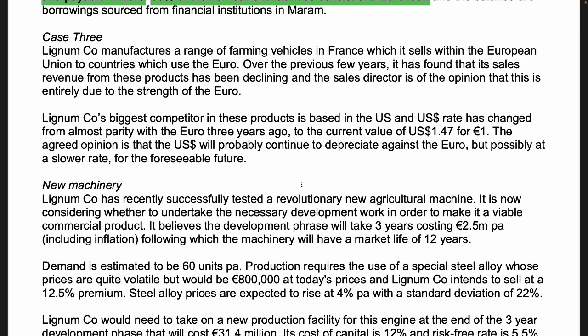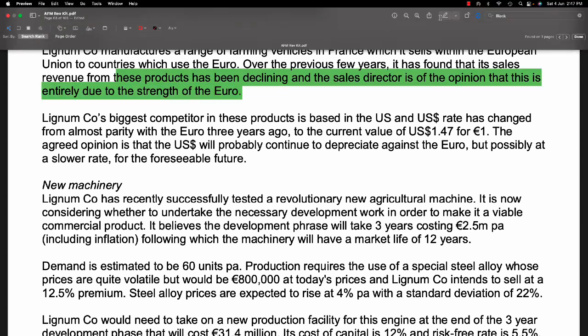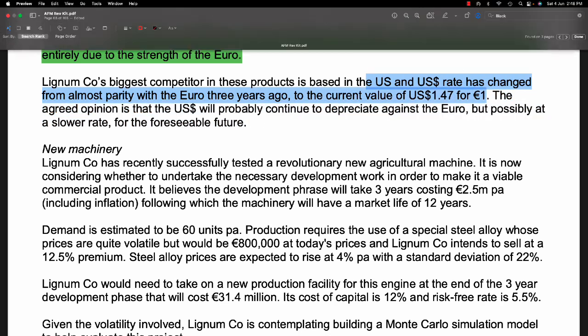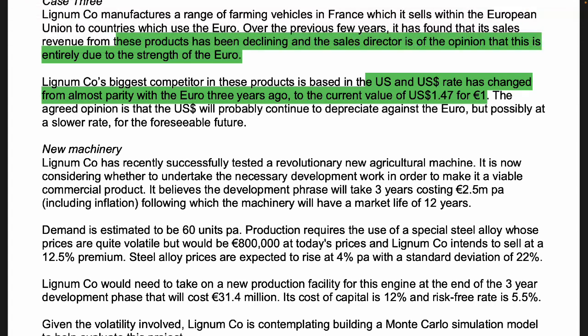Okay, case 3. Lignum manufactures a range of farming vehicles in France, which it sells in the European Union to countries which use euro. Over the previous years, it has found that sales revenue from this product has been declining, and the sales director is of the opinion that this is entirely due to the strength of the euro. Lignum's biggest competitor in this product is based in the US, and the US rate has changed almost to parity and may continue to depreciate. So this is what we call economic risk. Yes or not? Got it?